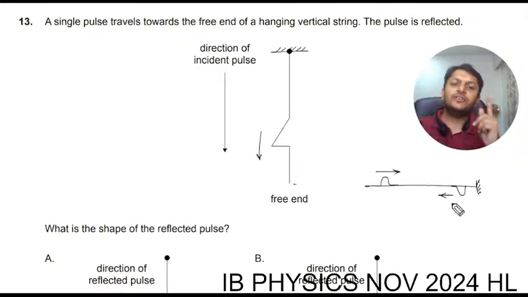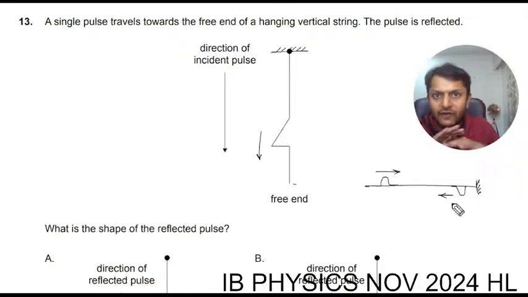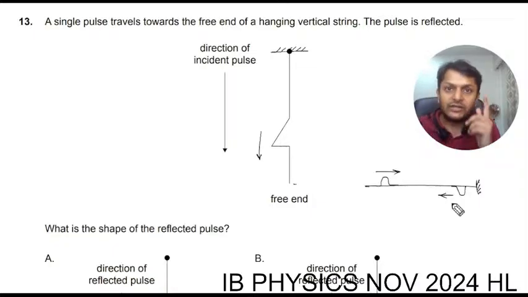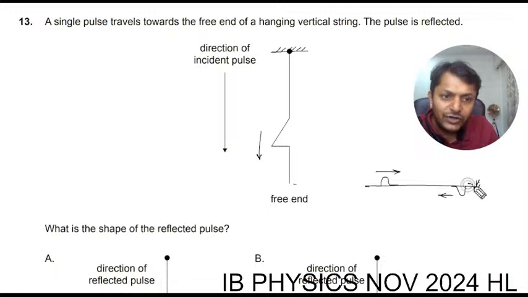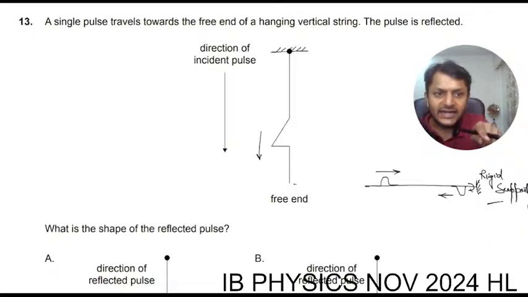One thing that you can note here is that definitely the direction of energy transfer is completely reversed. It was going towards the right, now it is definitely going towards the left. But one more thing, it is getting inverted. Why? Because it is hitting a rigid support, and that is why it is getting inverted.